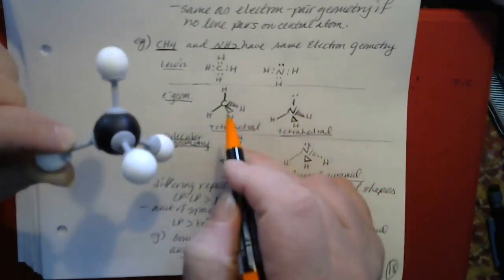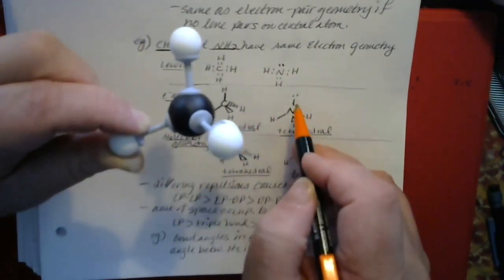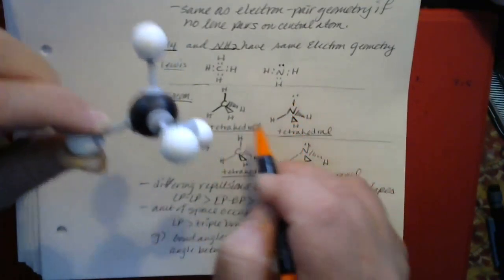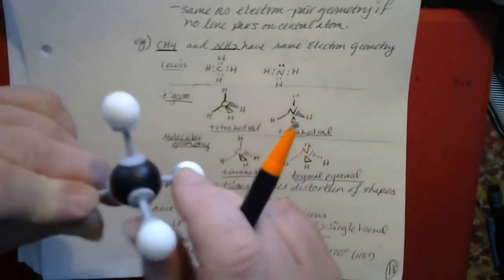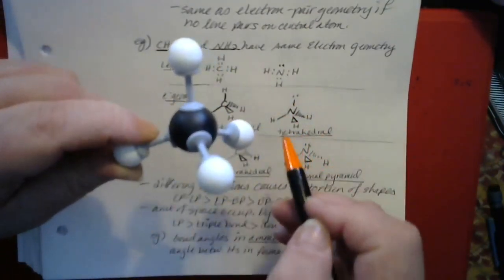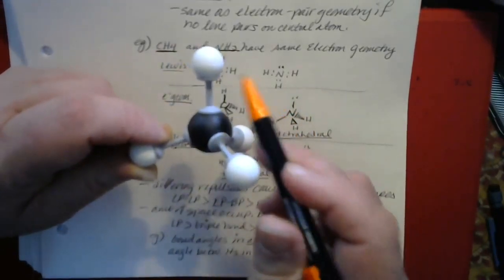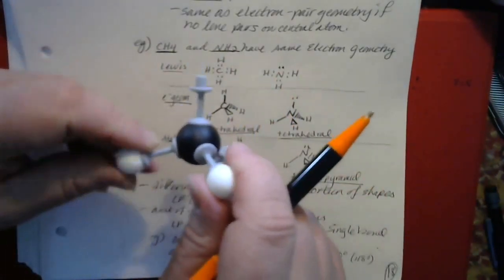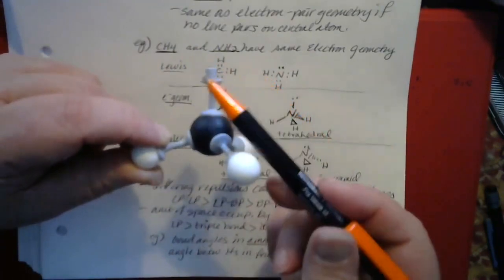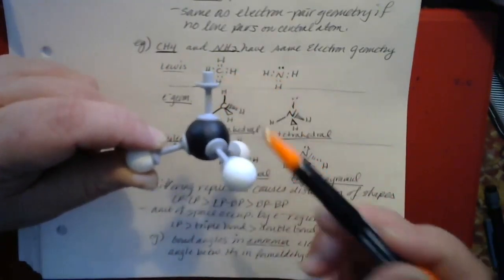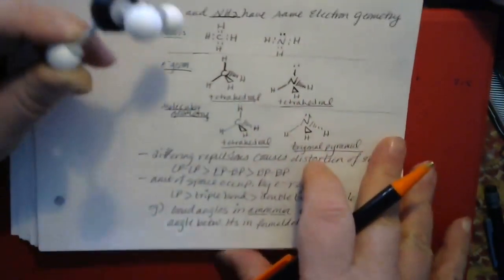For the ammonia, we also have a tetrahedral arrangement of electrons, because if we're talking about the electron geometry, we're looking at where the electrons are. And there are 4 regions of electrons around the central atom. I'm going to take the atom off just to show that we've got a lone pair of electrons here in the top position, but the groups of electrons are still forming a tetrahedron. The difference comes when we talk about molecular geometry.